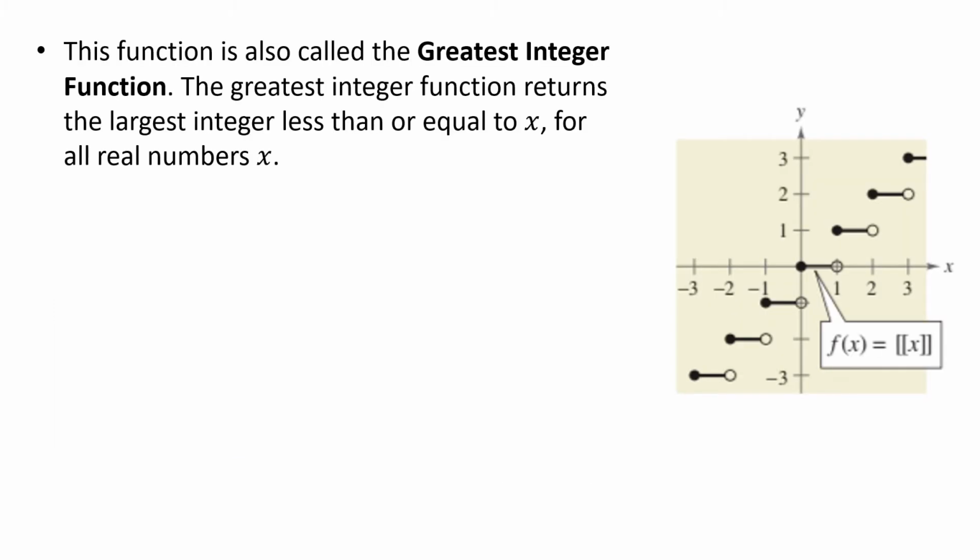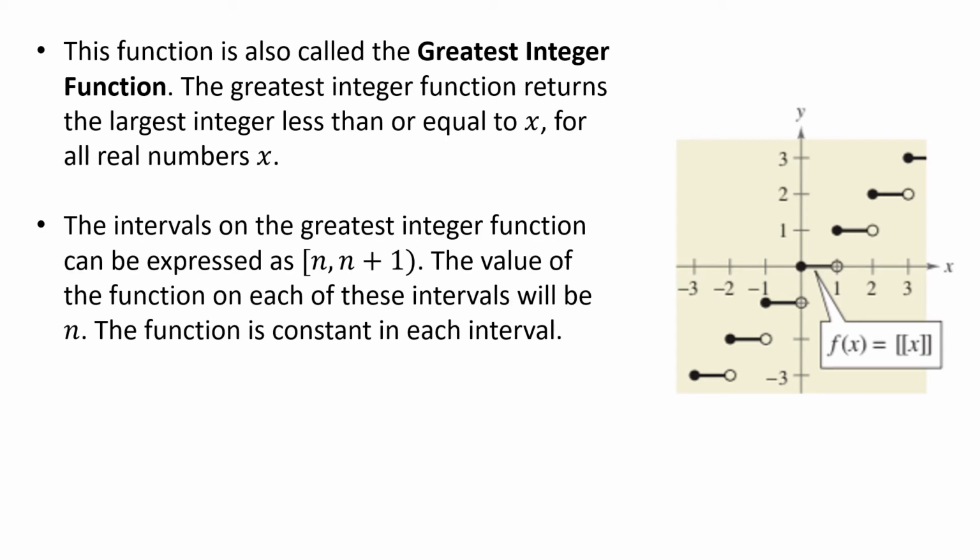The step function is also called the greatest integer function. The greatest integer function returns the largest integer less than or equal to x for all real numbers x. The intervals on the greatest integer function can be expressed as n to n plus 1, where n is included and n plus 1 is not included.